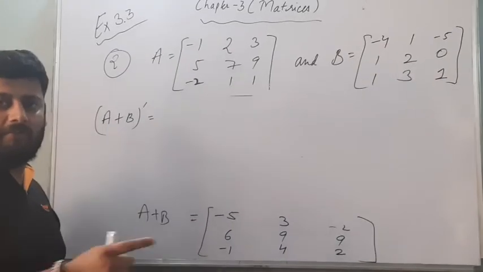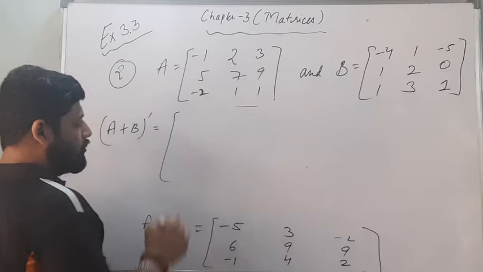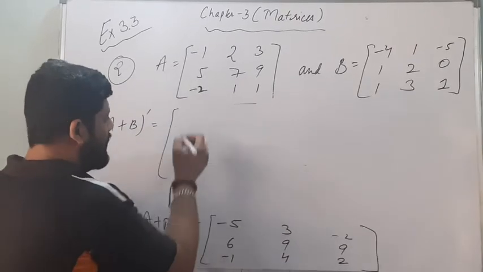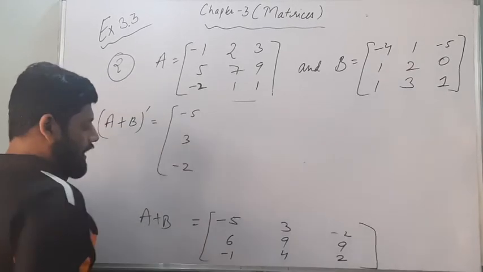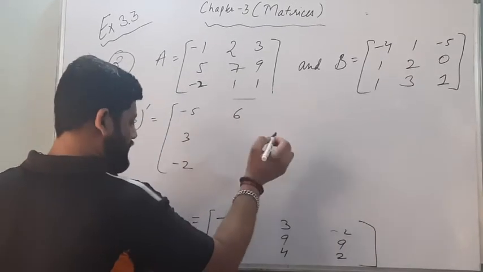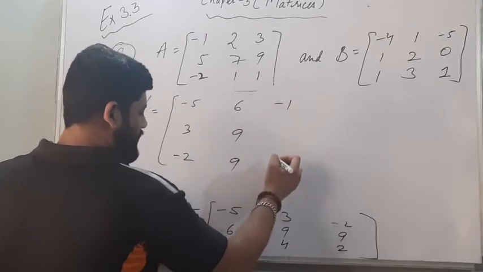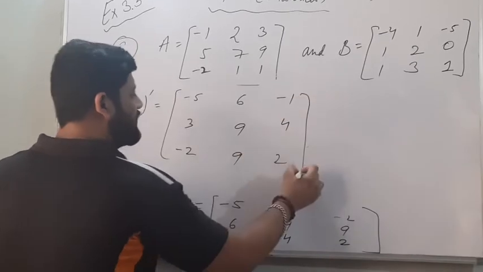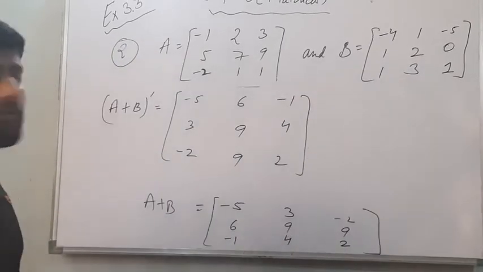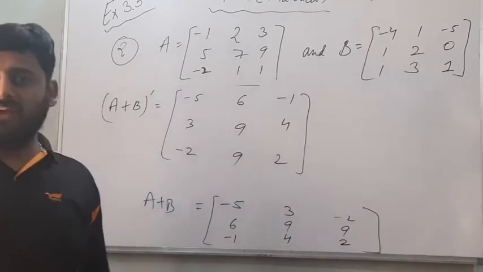And the transpose of A plus B will be: rows will convert to columns. So when rows convert to columns, it will become -5, 3, -2, and then 6, 9, and again 9, and then -1, and 4, and then 2. So this is the value of the matrix (A plus B) transpose. A plus B transpose की वैल्यू ये है बेटा.